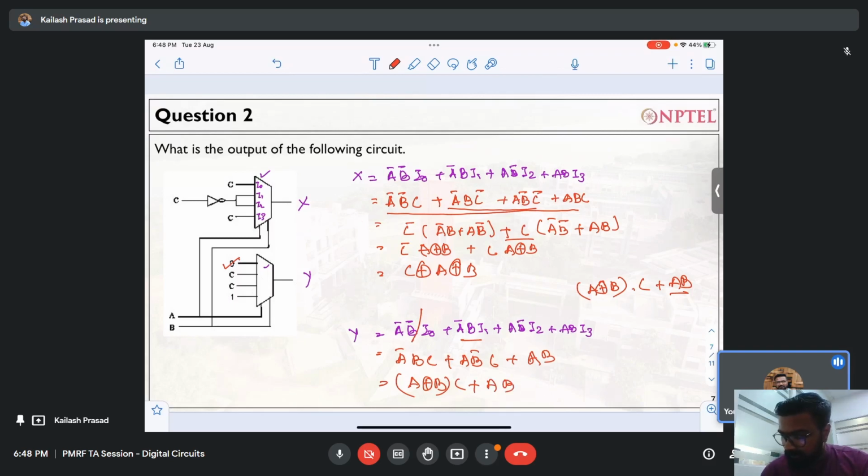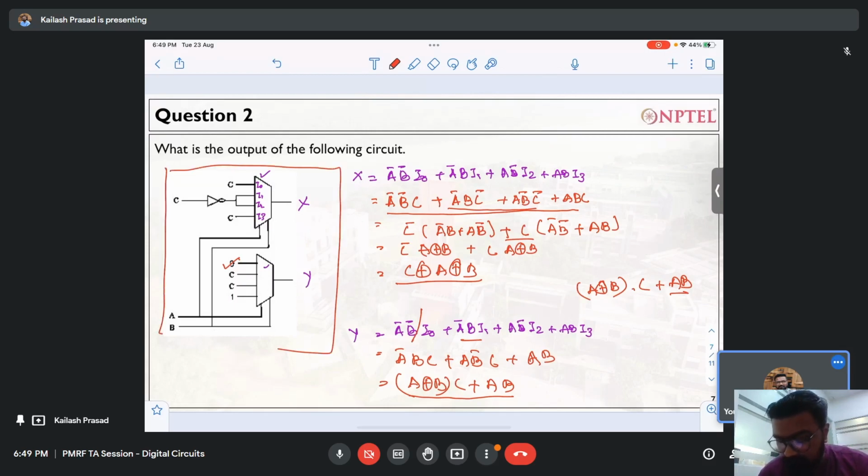So this is the first expression A XOR B XOR C, and this is the second expression A XOR B into C plus A B. Can anybody tell me what this combined circuit is doing? Full adder. It is a full adder, right? So you have used two multiplexers to design a full adder. Isn't that great? Using multiplexers, you have designed the full adder.